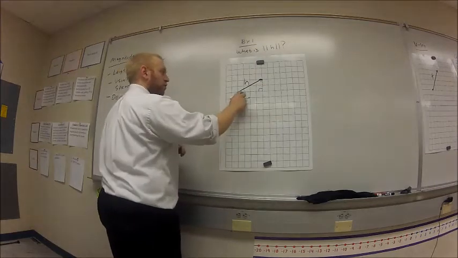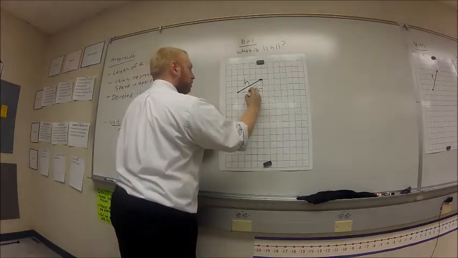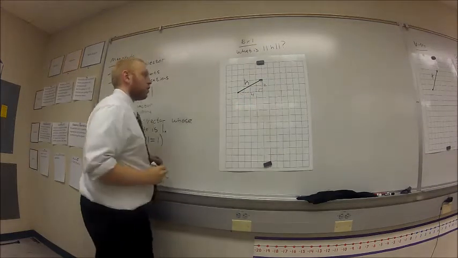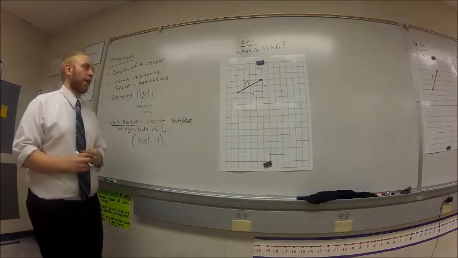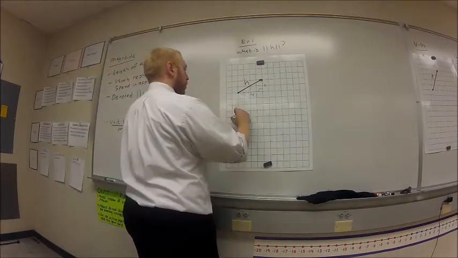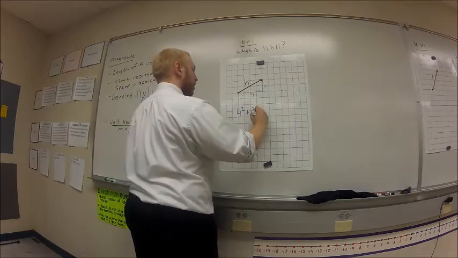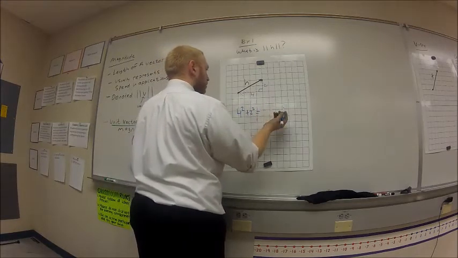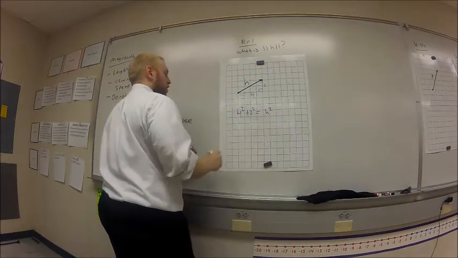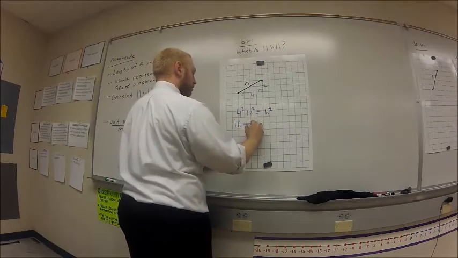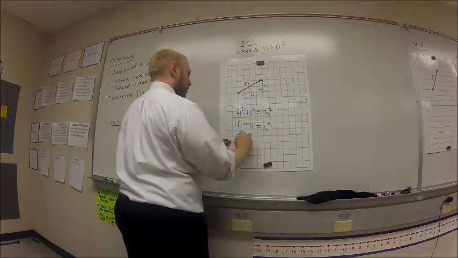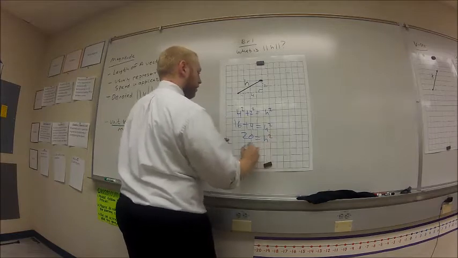And then, that was right 4 and up 2. And if I want the distance, I've got to use the Pythagorean theorem. So 4 squared plus 2 squared equals I don't know squared, so let's just call it h squared for now. 4 squared is 16, plus 4 equals 20, h squared.